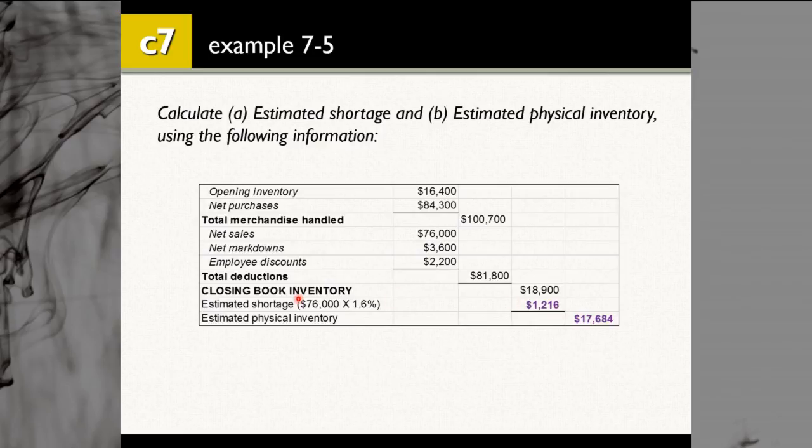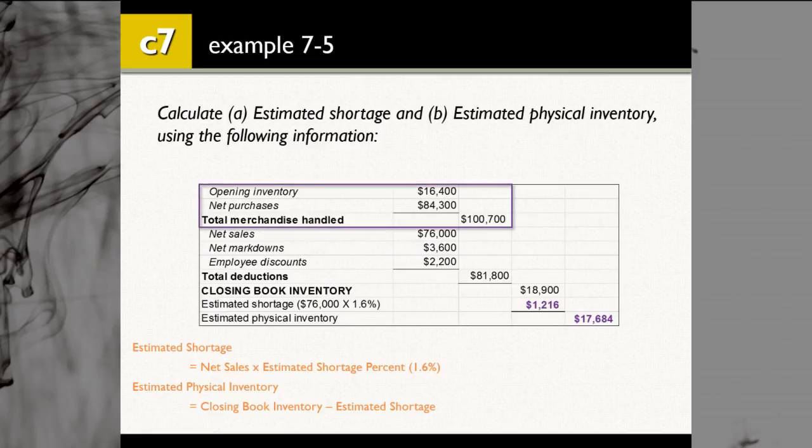But before we talk about this more, let's talk about your closing book inventory. You already learned how to calculate it in the previous part. From this example and the formula I gave you, you can calculate your total merchandise handled and your total deduction. If you remember, your closing book inventory can be calculated as total merchandise handled minus your total deduction. So let's do that first.